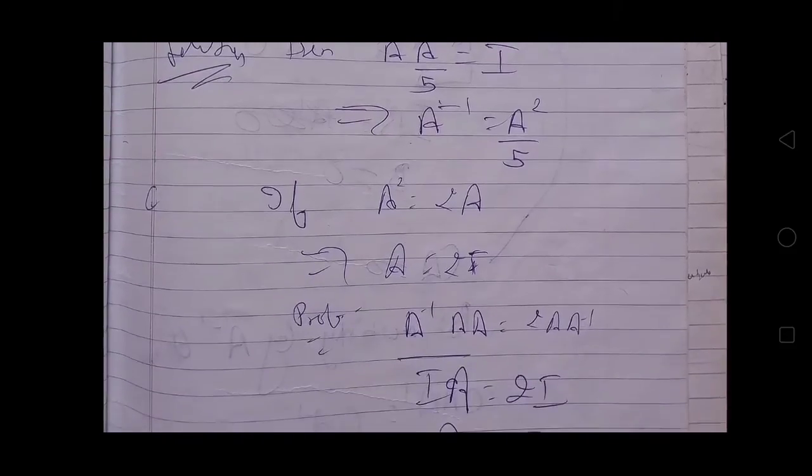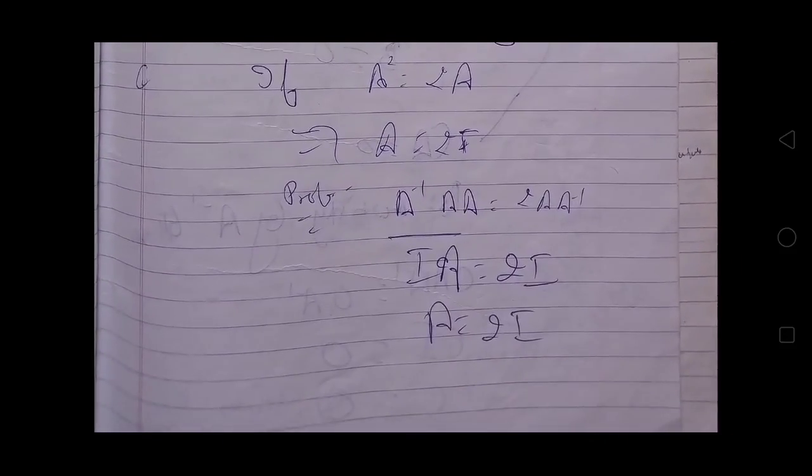Now see again this question: if A square is equal to 2 into A, then A is equal to 2 into identity matrix. Now the proof says just pre-multiply both sides of A square is equal to 2 into A by A inverse. You will get A inverse into A square is equal to 2 into A inverse into A. You will further get that identity into A matrix is equal to 2 into identity matrix, and this will imply that A is equal to 2 into identity matrix.